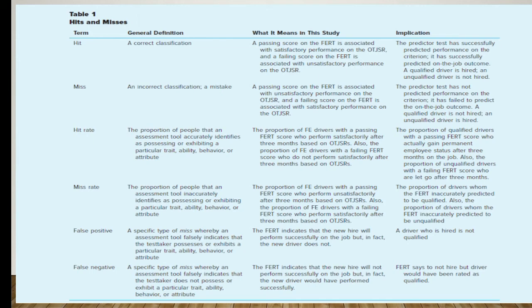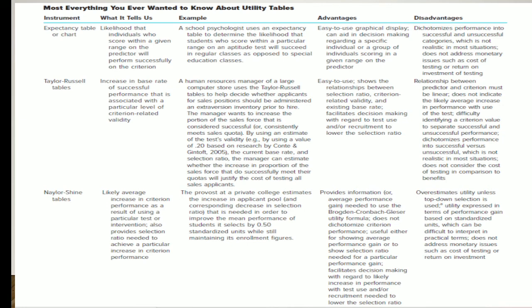The next slide would be everything you ever wanted to know about utility tables. So I'm going to enumerate the instruments. The first one from the table is the expectancy table or chart. The next one will be the Taylor-Russell tables, and the third one will be the Naylor-Shine tables, which will be discussed further on the following slides, or rather, the following column.